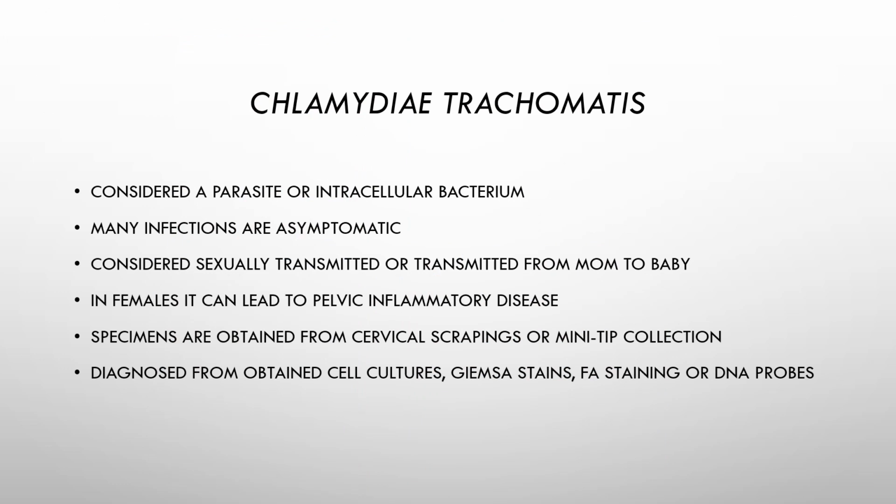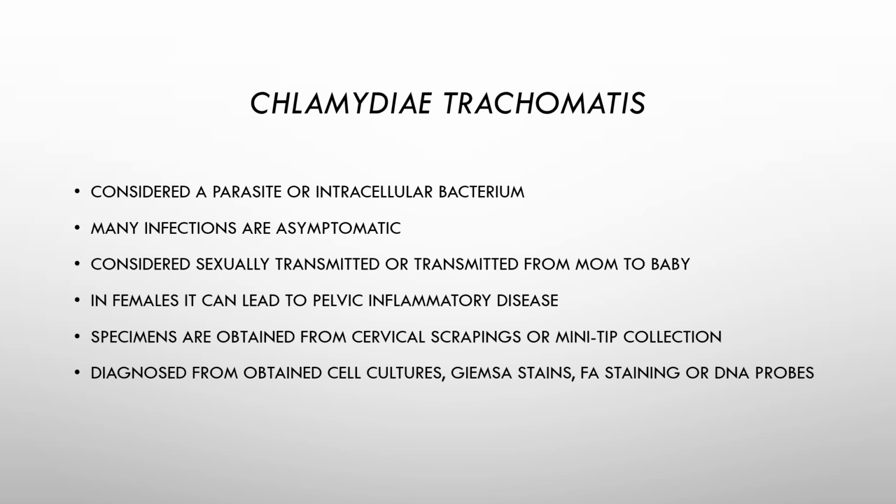Chlamydia trachomatis is the number one cause of sexually transmitted diseases in the U.S. There are about 900,000 cases every year in the United States. It is considered a parasite in some textbooks and an intracellular bacterium in others. They won't gram stain, but they have a cell wall similar to a gram-negative organism. Many infections are actually considered asymptomatic and they're easily transmittable. It is considered a sexually transmitted disease and it can go from mom to baby.